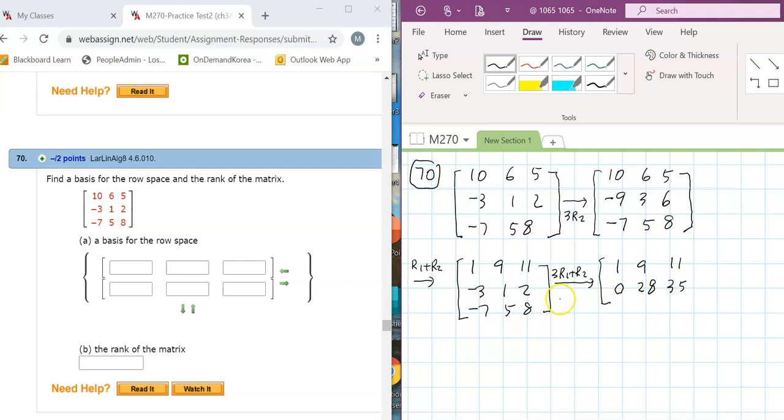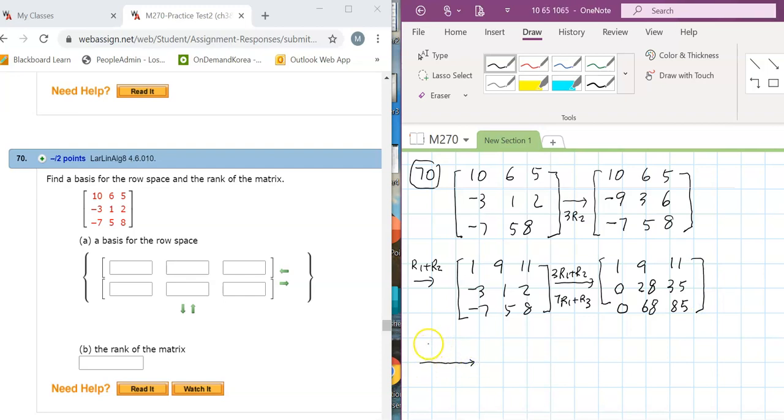And then 7R1 plus R3, it's going to be 0, obviously. So 63 and 68. That is 77, 85. Okay.